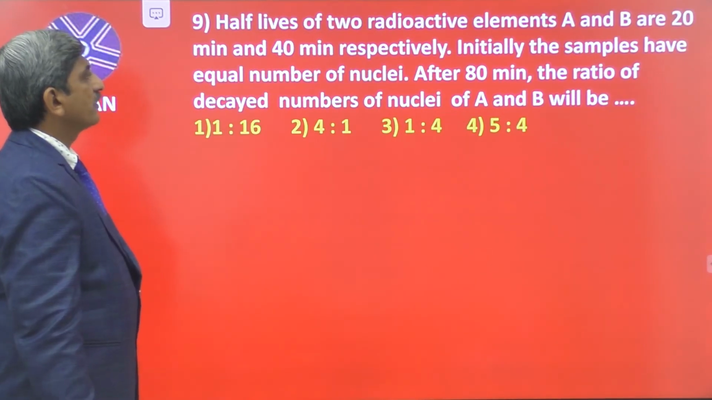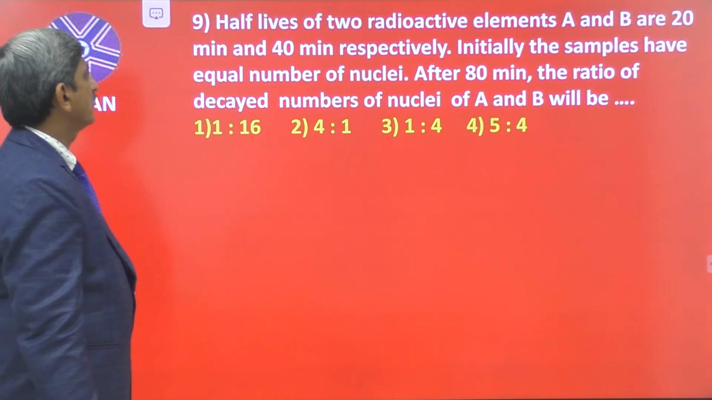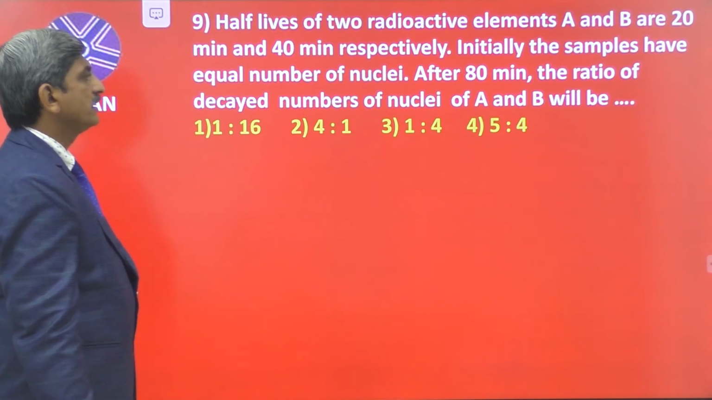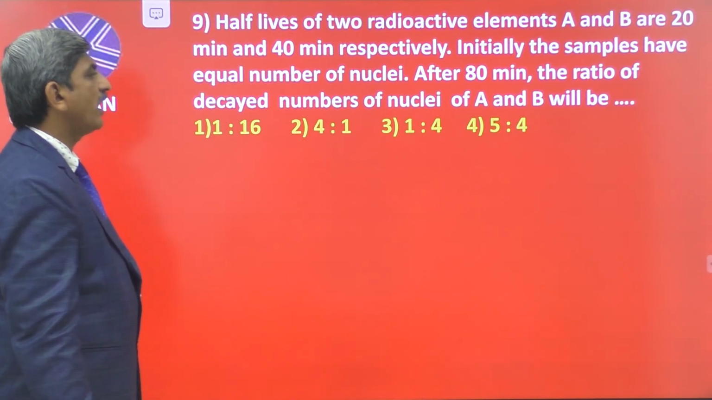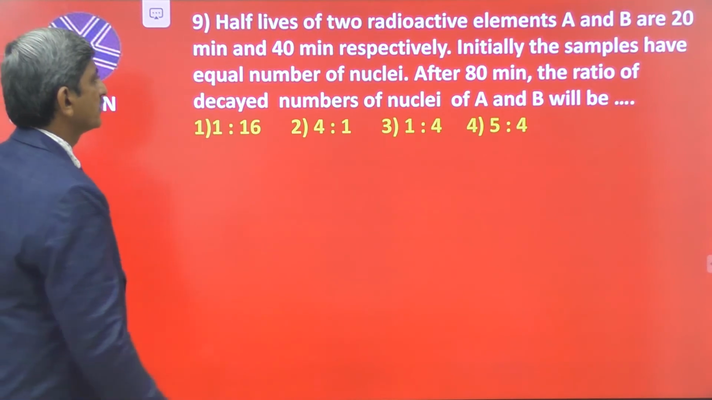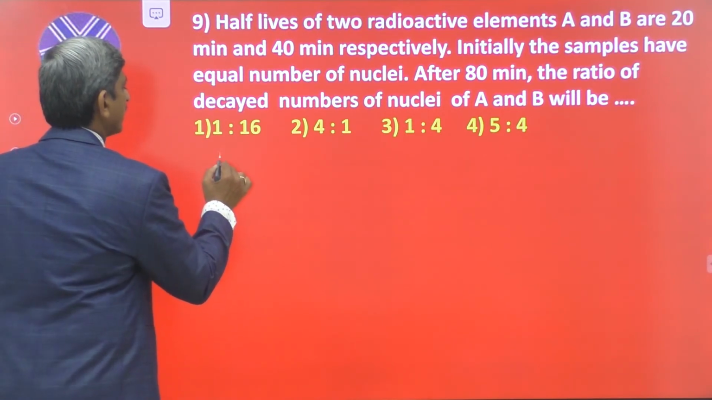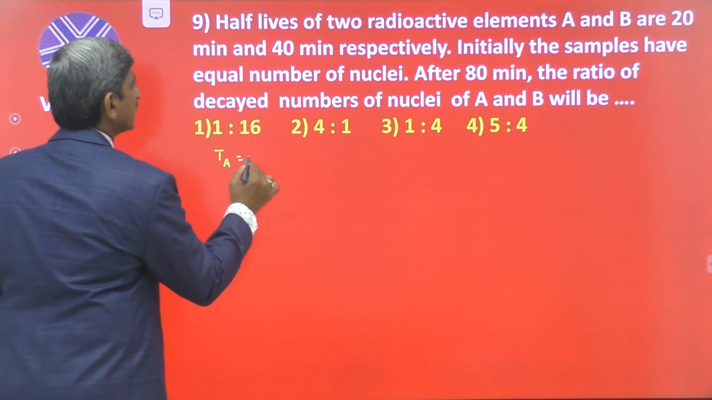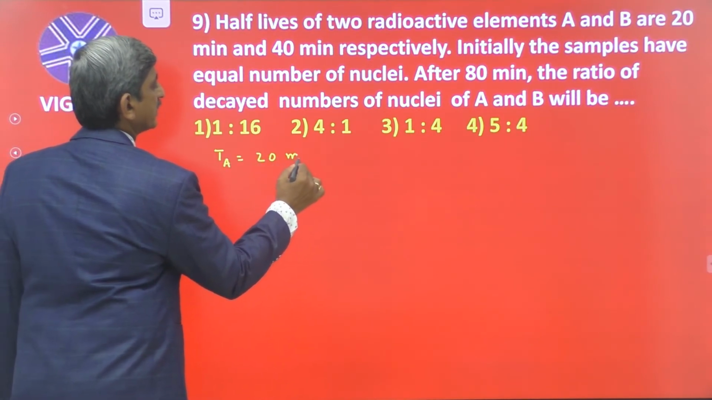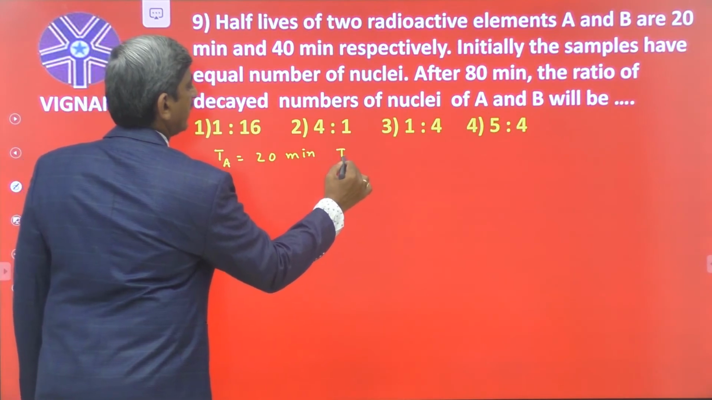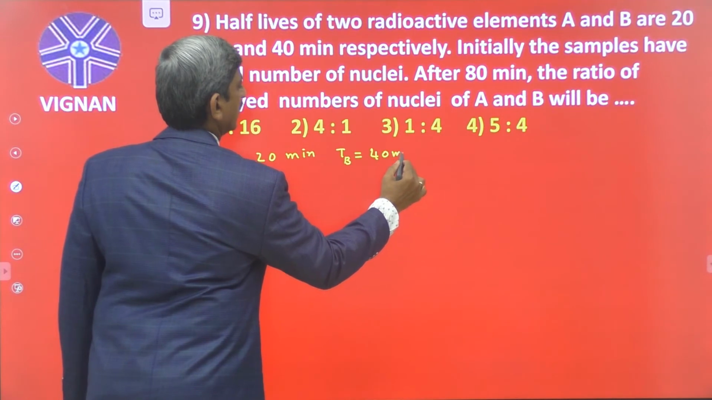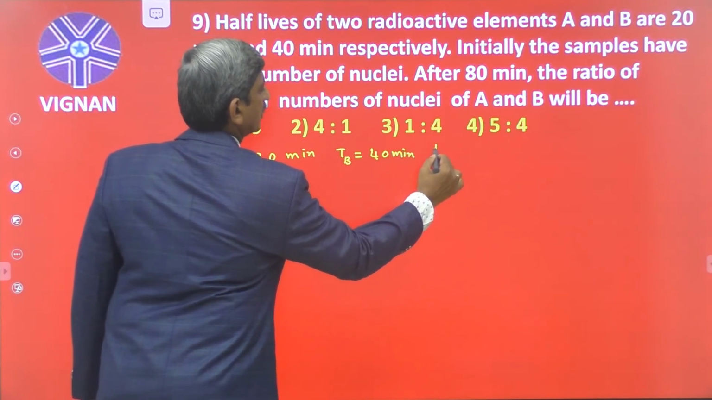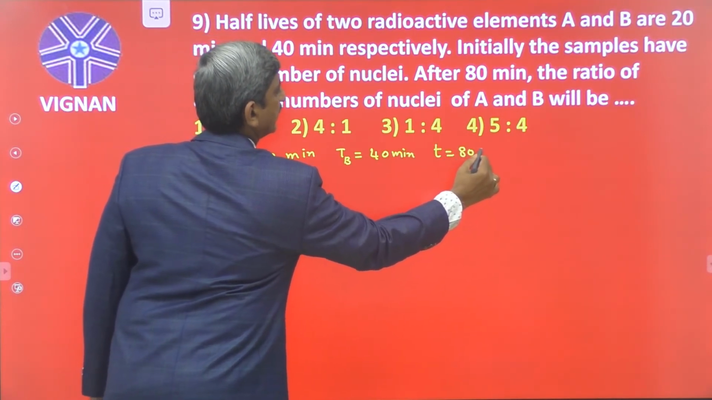So the half-lives of two radioactive elements A and B are 20 minutes and 40 minutes respectively. Initially the samples have an equal number of nuclei. After 80 minutes, the ratio of decayed number of nuclei of A and B will be dash. So for element A, the half-life is 20 minutes. For element B, the half-life is 40 minutes. And the total time is 80 minutes.